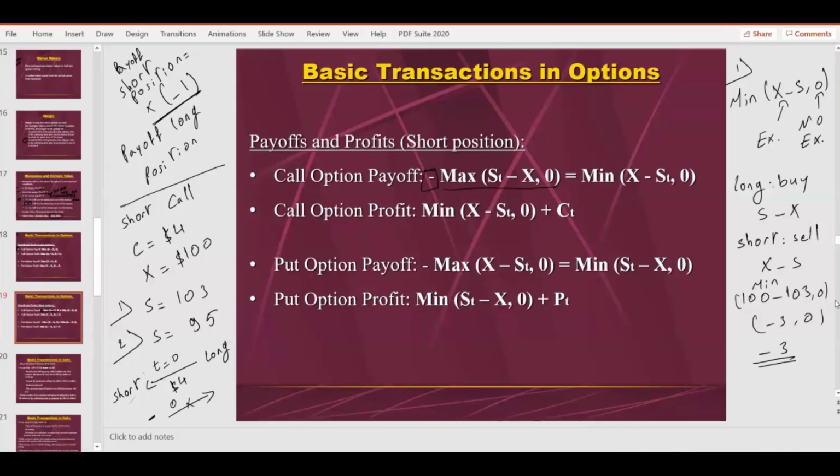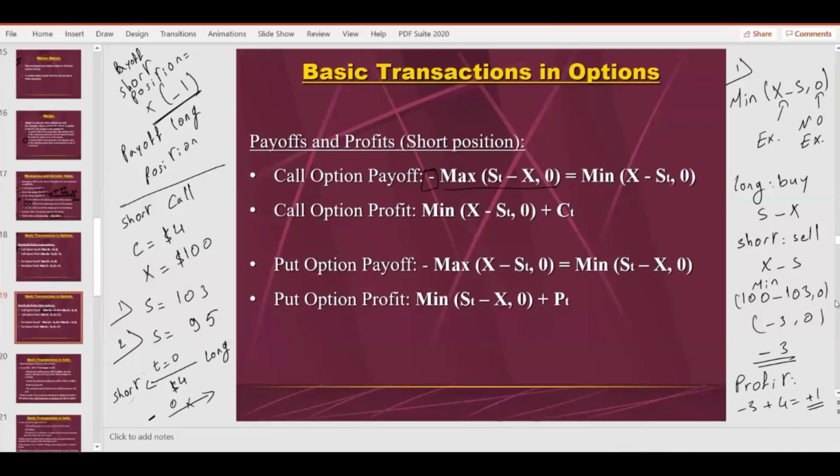Now, if I consider the profit for the party with the short position, it is minus 3 plus C, plus $4. So minus 3 plus 4 is equal to plus 1. So still, the party with the short position ended up with a profit of $1.